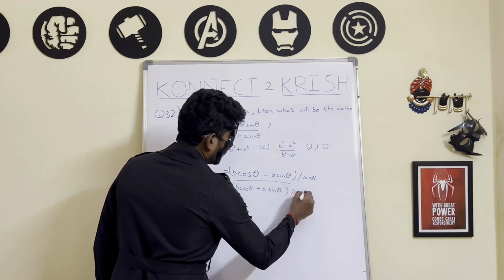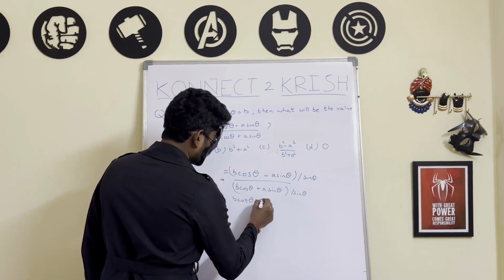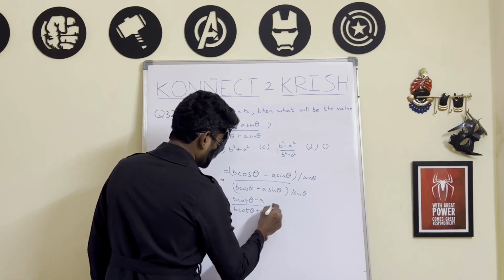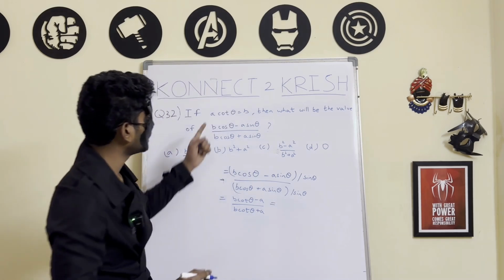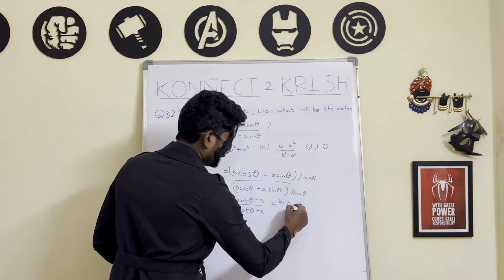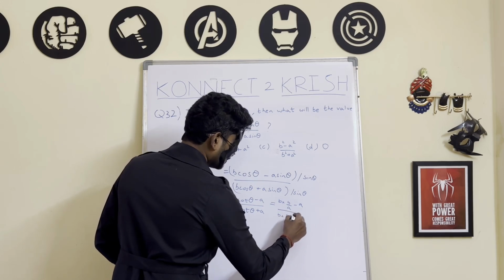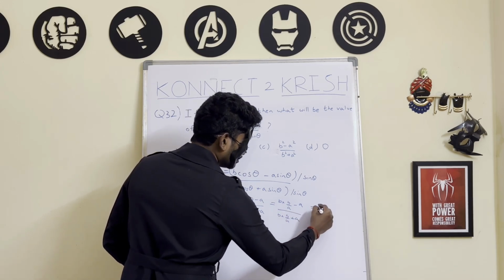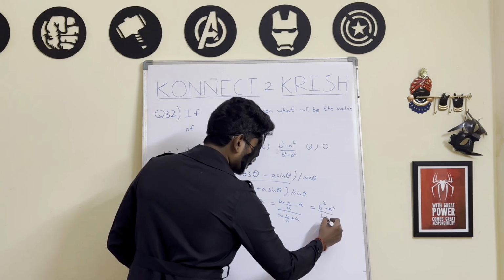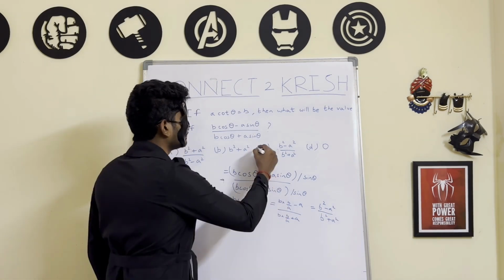This is nothing but (b cot theta minus a) by (b cot theta plus a), which is equal to, cot theta is nothing but b by a. So (b into b by a minus a) by (b into b by a plus a), which is equal to (b square minus a square) by (b square plus a square). So option C is right.